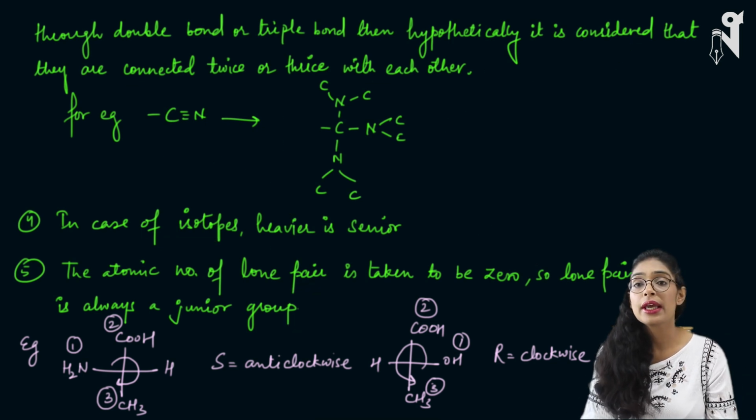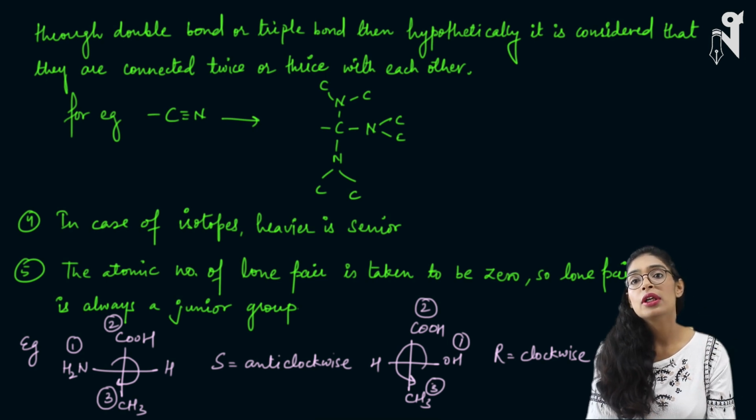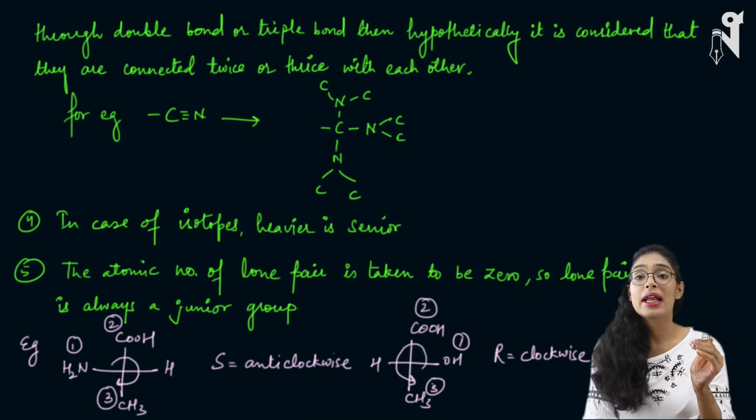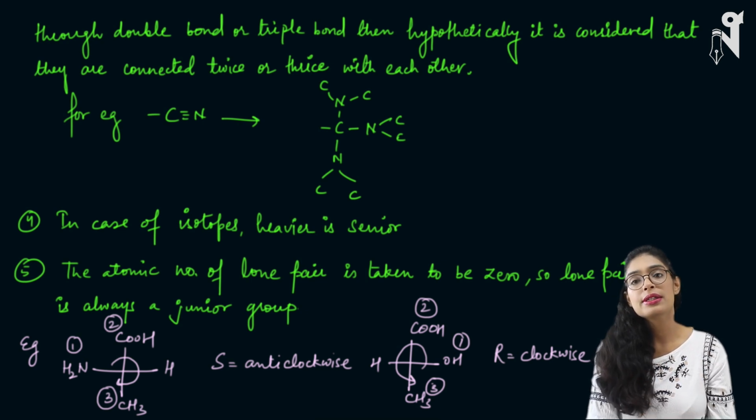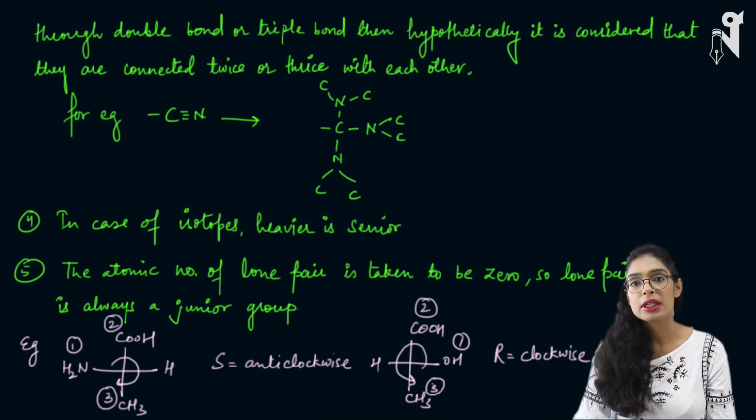So I'm mentioning this again. If we have the lone pair as one group in one of the attachments, then that has to be given the lowest priority, because we will take its atomic number as 0. So now we have got the rules, and now we have to see how to implement these rules.